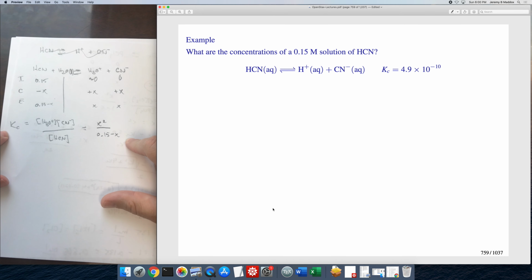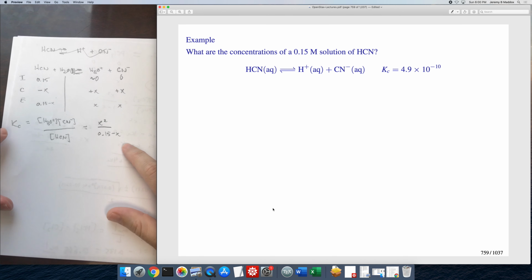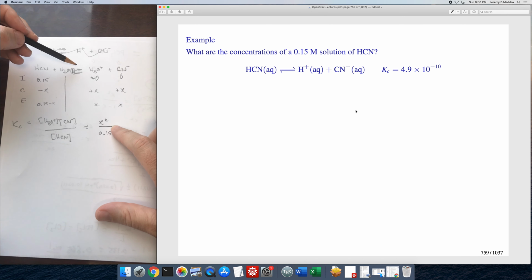And it looks like we're going to have to do another quadratic equation. And you think, oh man, I really don't want to do that. And I'm right there with you. The good news is we don't actually need to in this problem. And the reason why is because Kc is so incredibly small. What does that mean to have a very small Kc? Well, a small value of Kc means that at equilibrium, you're going to have mostly reactants, hardly any products, really.